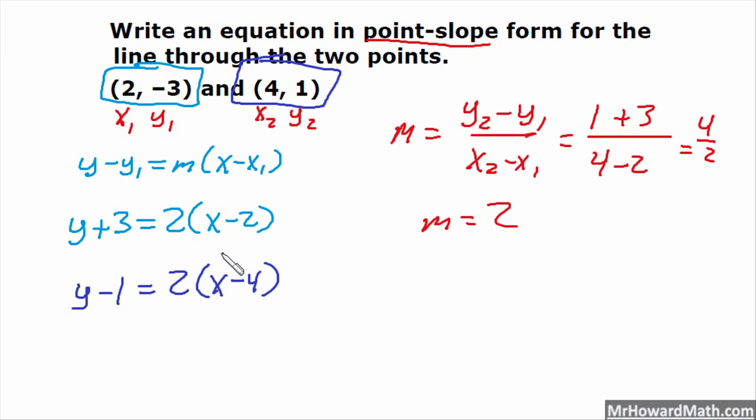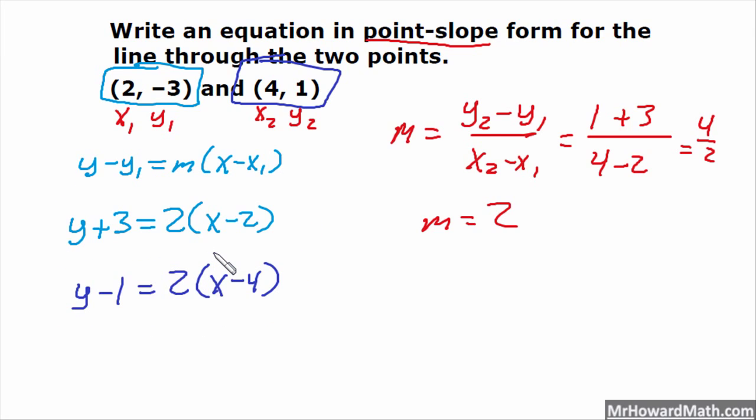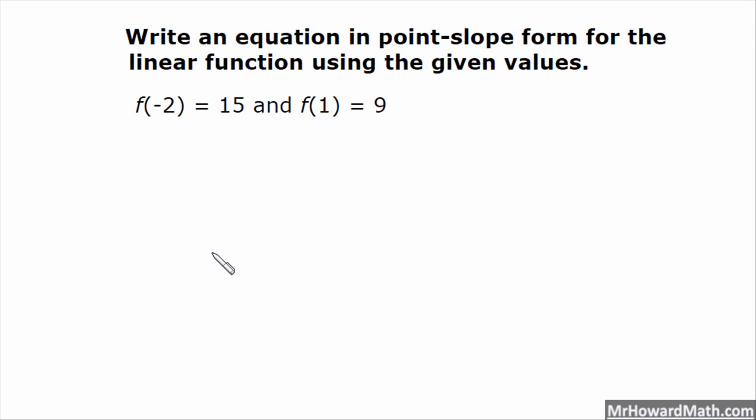So any point on the line can be used to write a point-slope equation for the same exact line. If I were to distribute and simplify and solve for y here, we would get the same exact line in both cases. All right, next example here. Write an equation in point-slope form for the linear function using the given values.